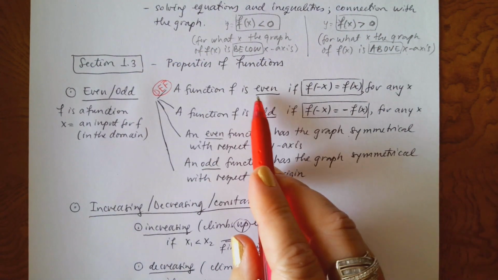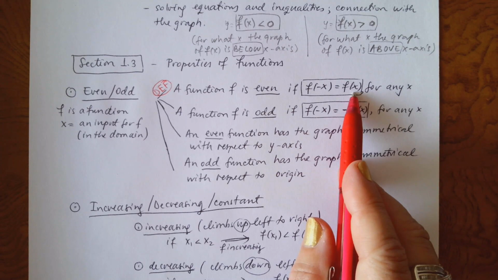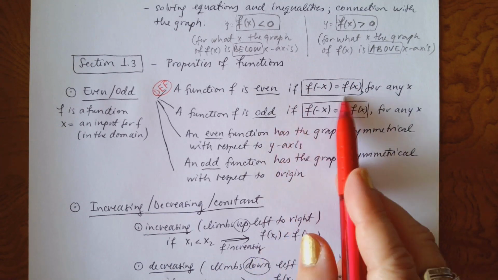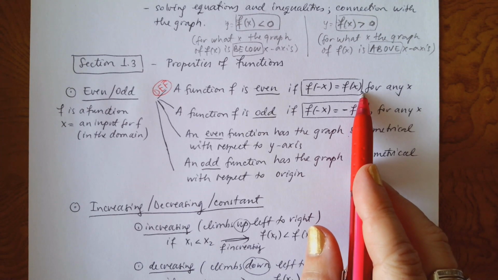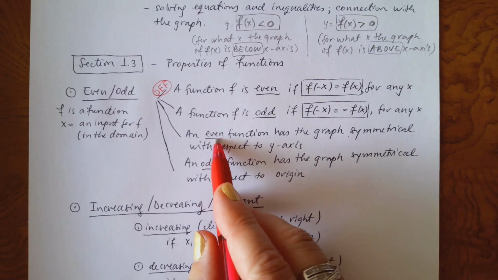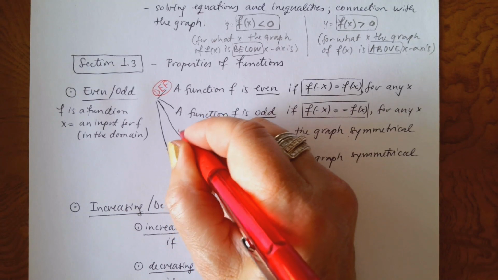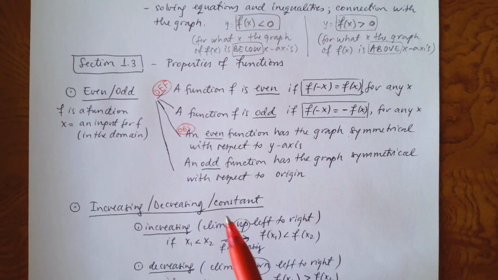A function is even if f of minus x, so this means I plug in minus x instead of x, is equal to f of x. So basically, think about it. If I replace x with minus x and the value of the function, the y, remains the same, this means that I'll have a symmetry of the graph with respect to the y-axis. So an even function has the graph symmetrical with respect to the y-axis. This is the first observation, because I'm replacing x with minus x and nothing changes in the expression of my function. That was the test for symmetry with respect to the y-axis.